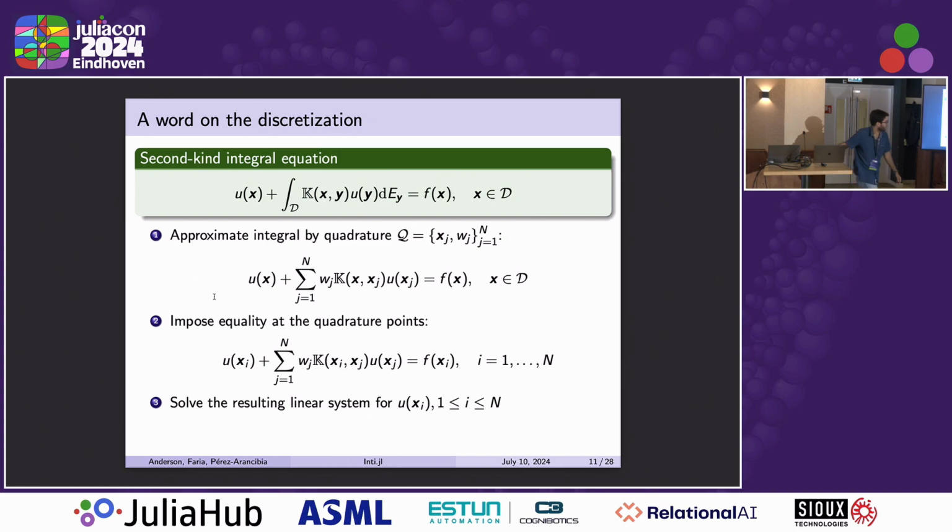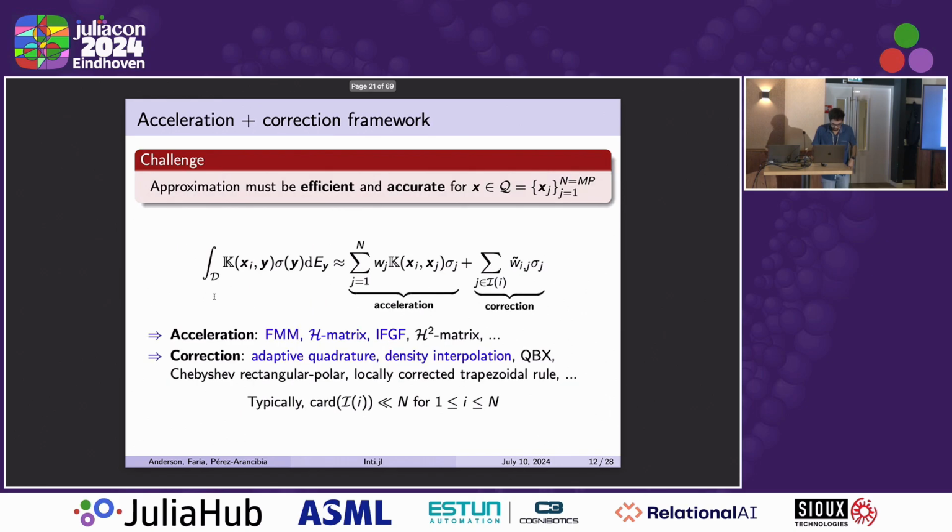So now this is just a linear system, which is identity plus some dense matrix equals F. Okay, once you solve it, you have your solution, essentially. And this is what is typically called a Nyström discretization scheme.